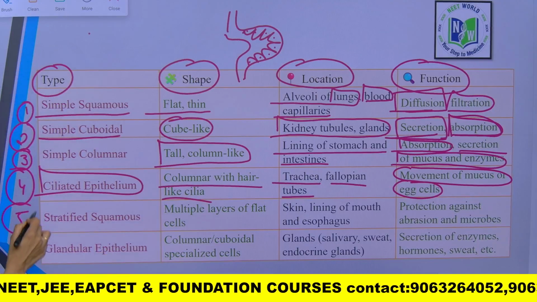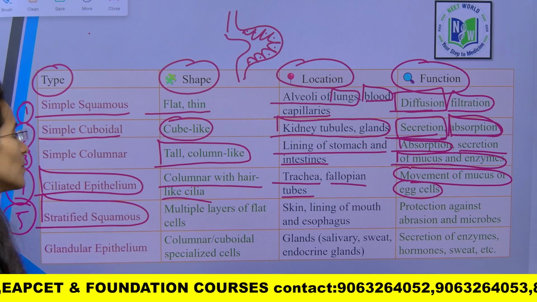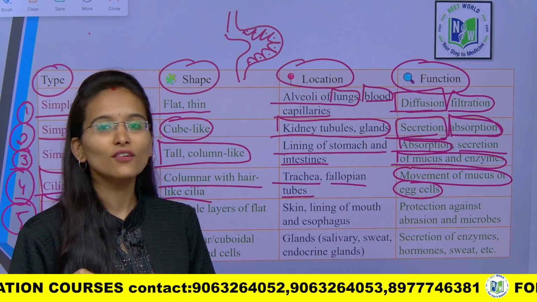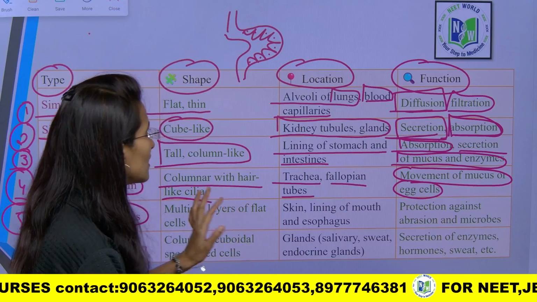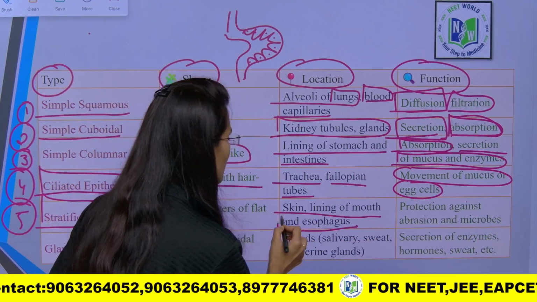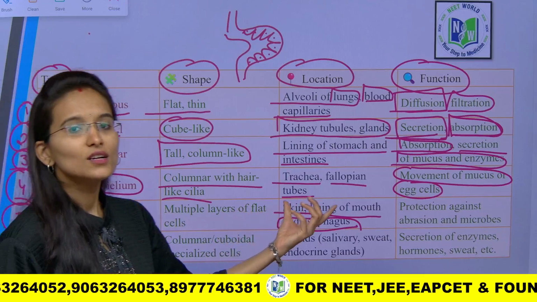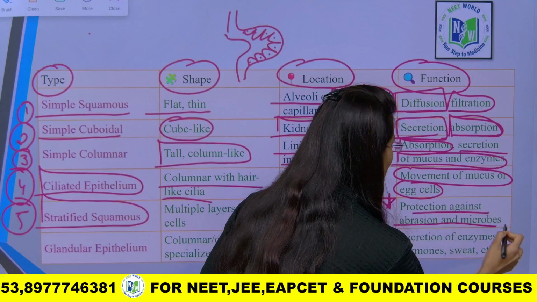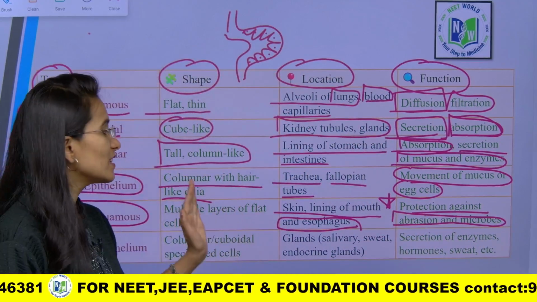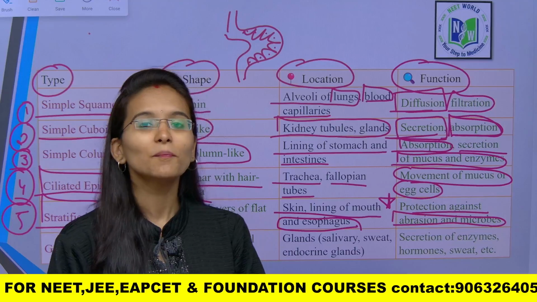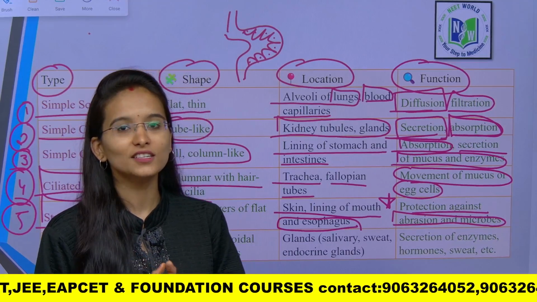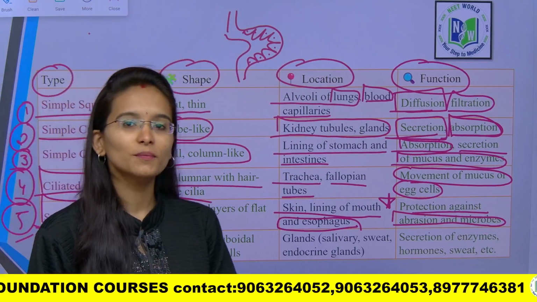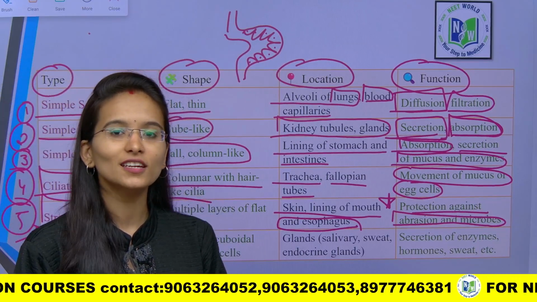And next coming towards the fifth one, stratified squamous epithelium. So here we can find many layers, instead of single and double layers, many layers of arrangement of cells are going to be present, and these we can find in the skin and the linings of the mouth and esophagus. These cells are especially meant for protection against abrasion and microbes. This stratified epithelial tissue will help against mechanical stress, mechanical injury. And this particular tissue is going to act like a waterproof material in our body.